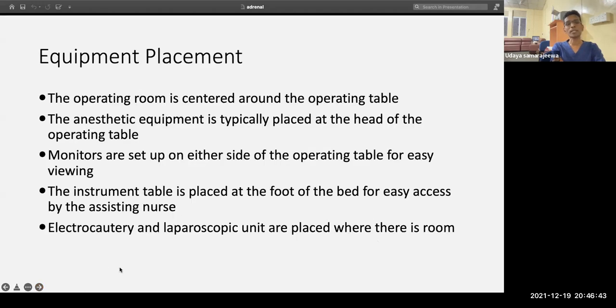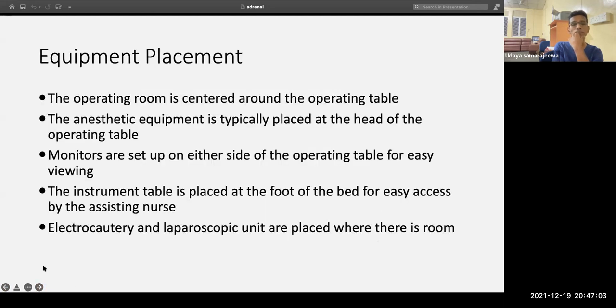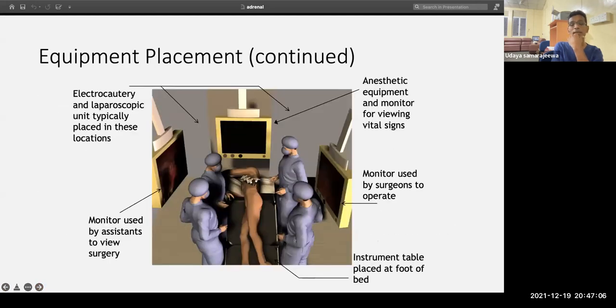So equipment placement is basically explained in this slide. The anesthetic machine will be at the head end, the monitors will be here, the diathermy and the energy device will be on this side, and your second assistant will be here looking at this monitor. So this is just to summarize the patient positioning: the primary surgeon, the assistant surgeon, the second assistant and the anesthetist, and also the monitor placement.